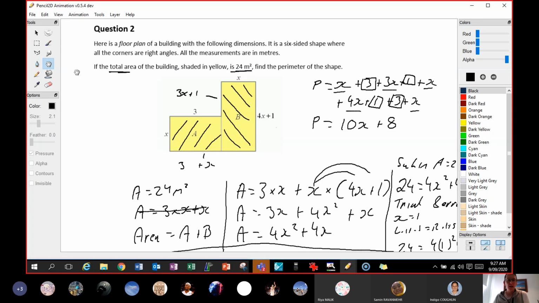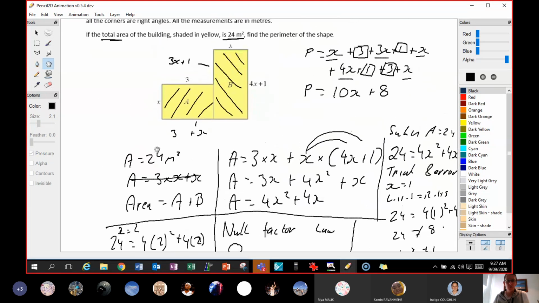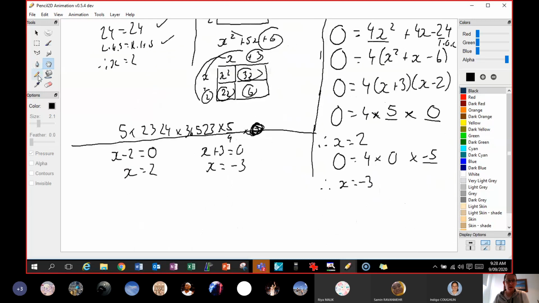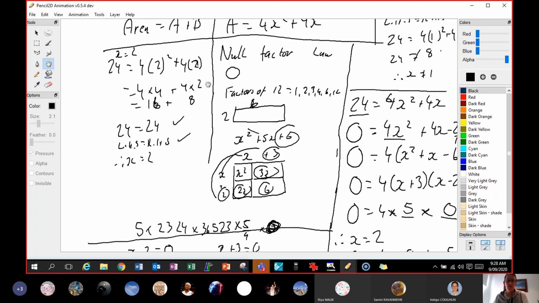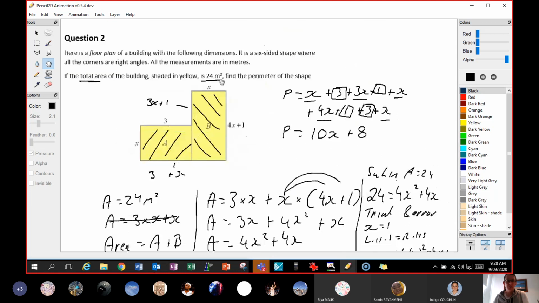So we now know that x equals 2. We know that x needs to be greater than 0 because you can't have a negative length. You can't build a wall negatively. So what we can do is write that x needs to be greater than 0. Therefore, x equals 2 is the solution. So that is the value for x. Now, we haven't answered it. We've just found out what x is to make this total area 24.